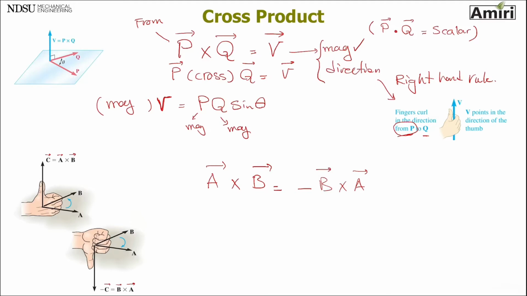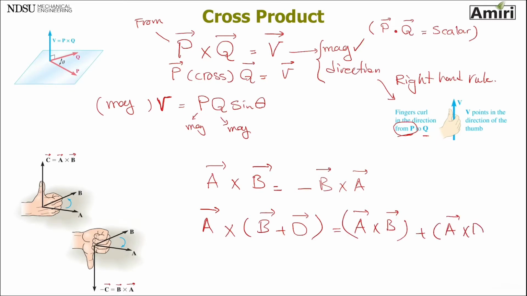And another one that we're going to use later is called the distributive law. A cross the vector B plus D equals A cross B plus A cross D. So these are the two important laws of operations that you need to remember. Of course, there are multiple others, but we're not going to use them in the statics course.